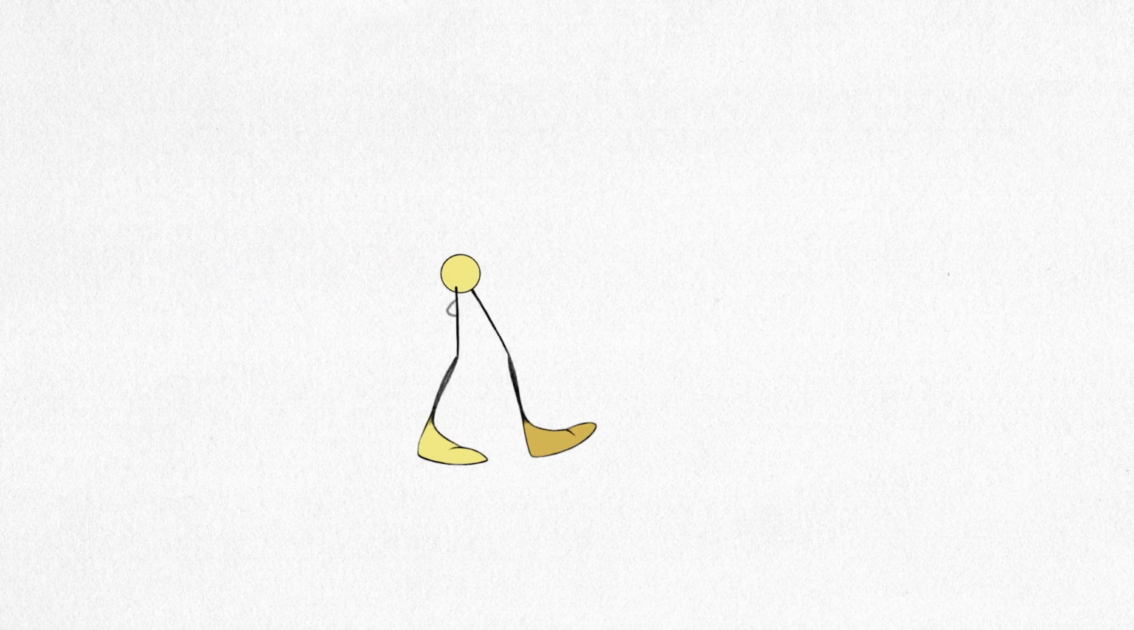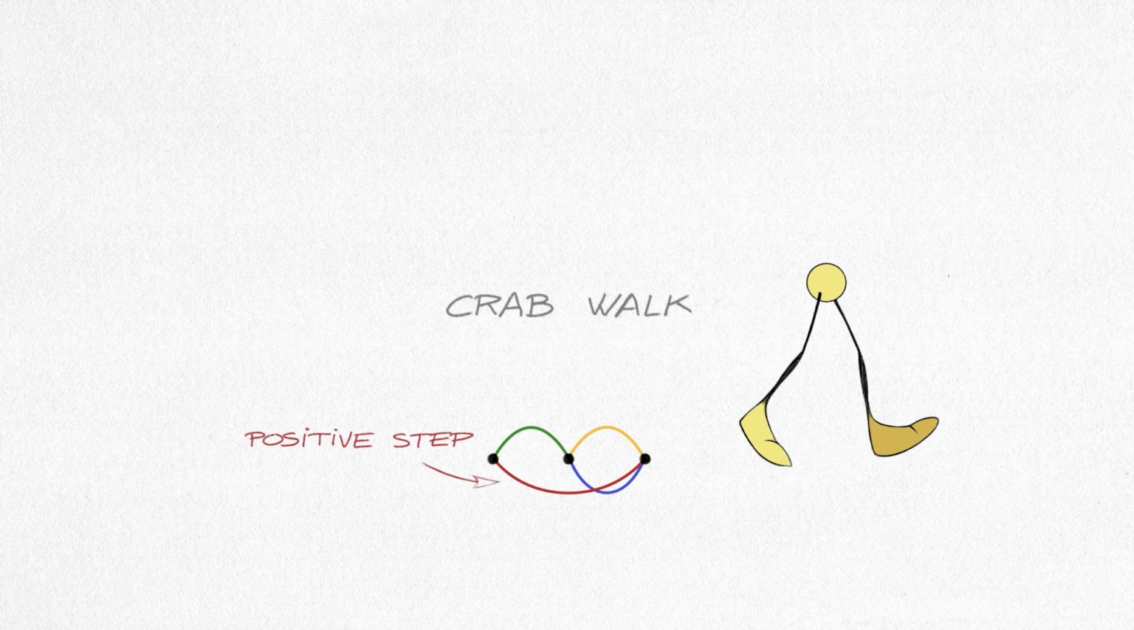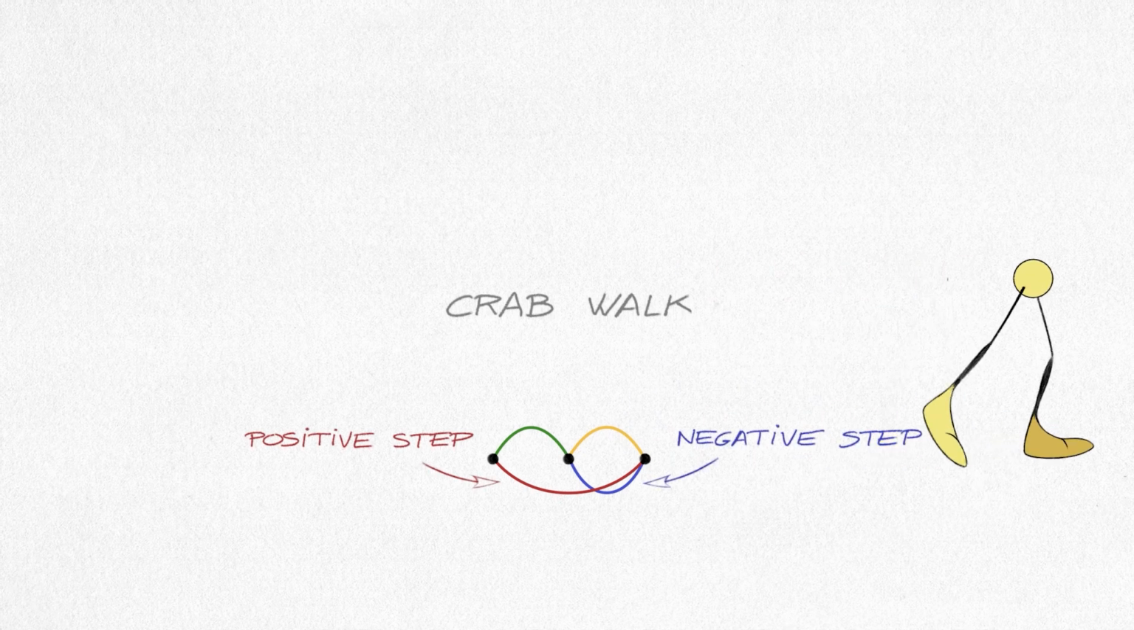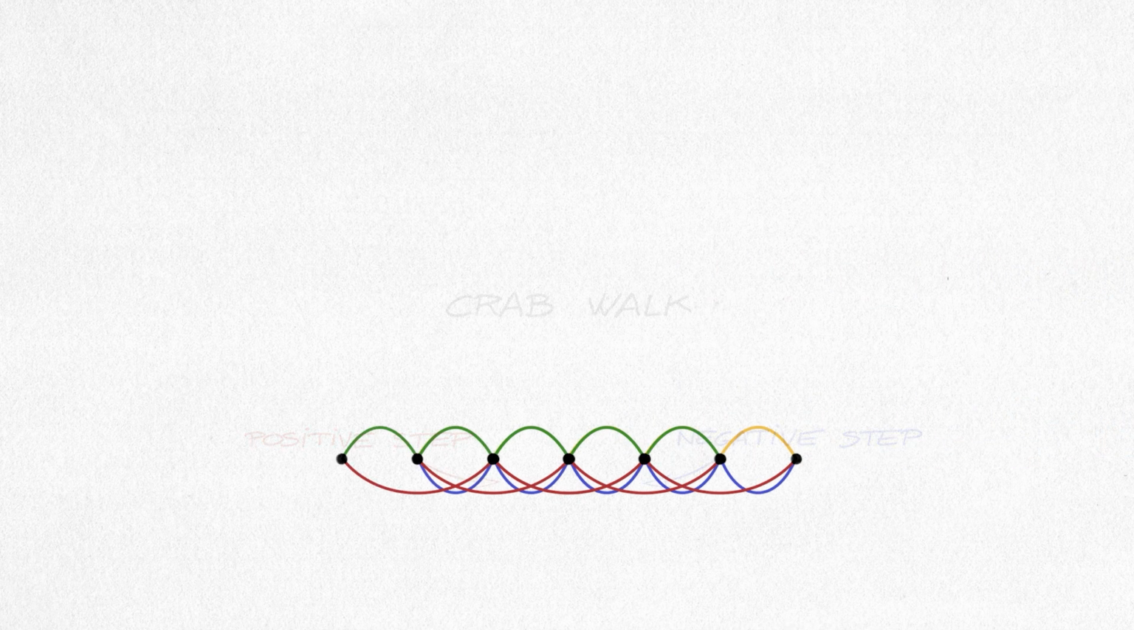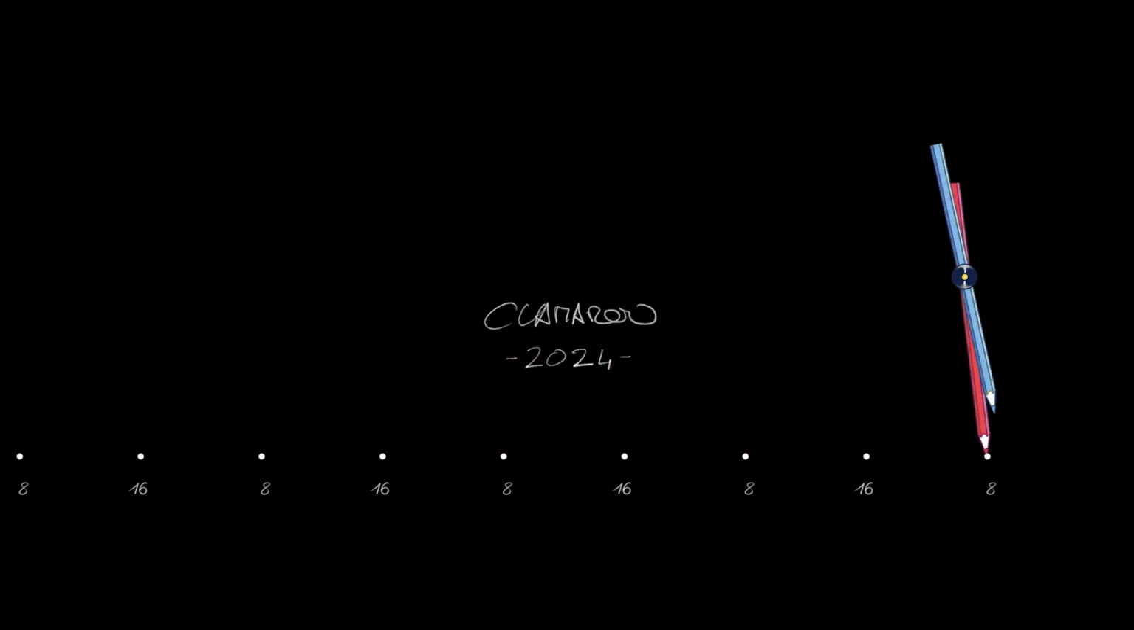When 2 successive strides do not overlap, the walk is called a crab walk. The stride paths no longer intersect, resulting in a positive step, followed by a negative step. Other methods can make a walk cycle non-symmetrical, for example by varying the duration of each step. We will cover these later. For now, these preliminary definitions will help you tackle the next videos correctly.